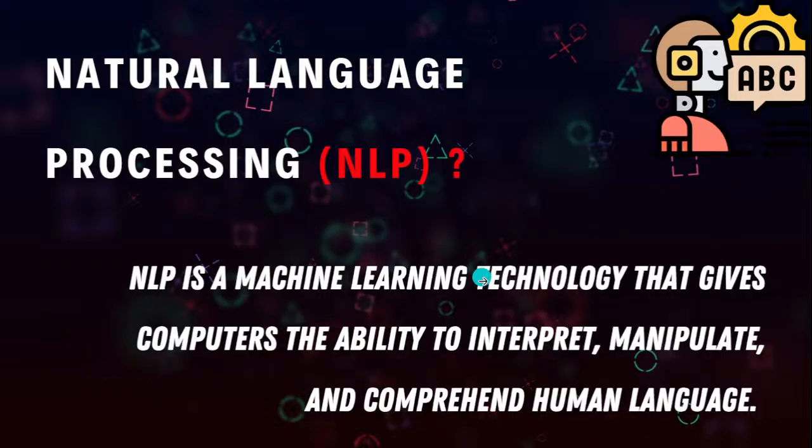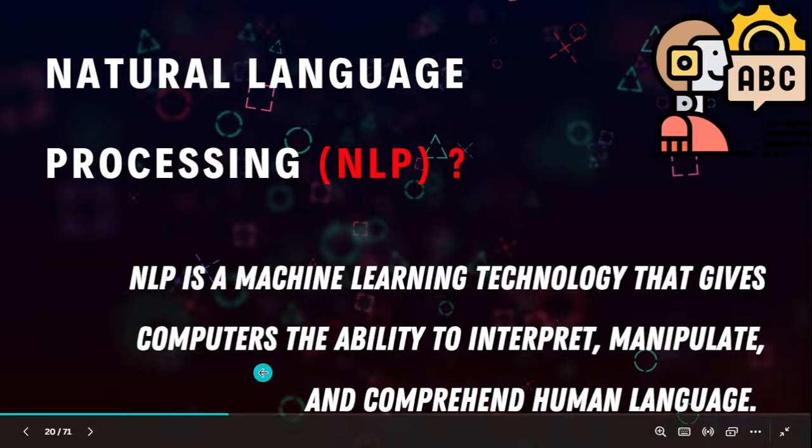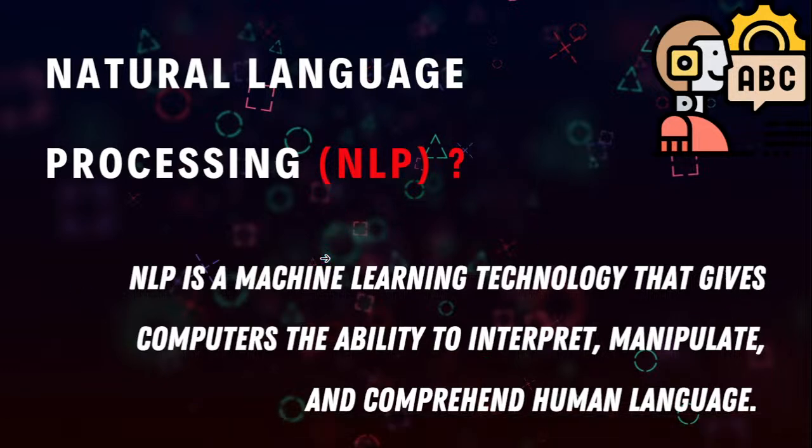And NLP is a machine learning technology that gives computers the ability to interpret, manipulate and comprehend human language. So this is a place where you will transform your text into numbers so that you can give it to your machine learning or deep learning algorithms.